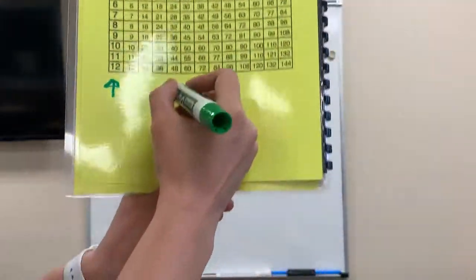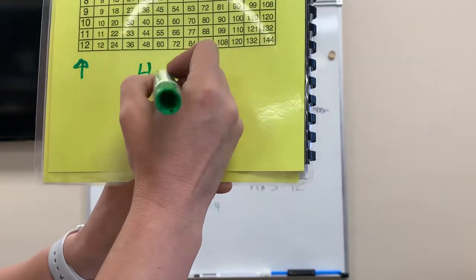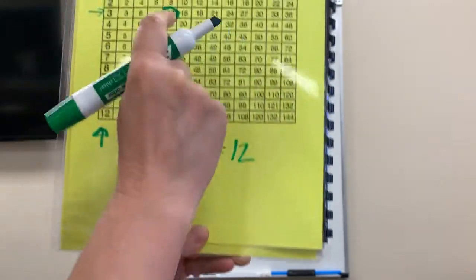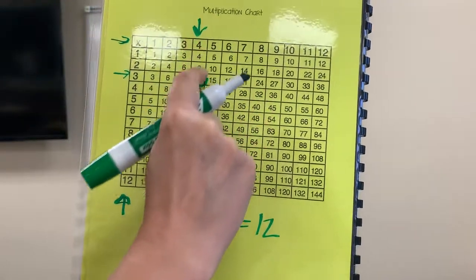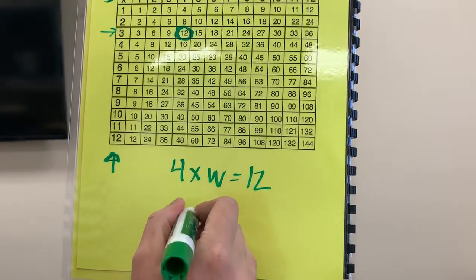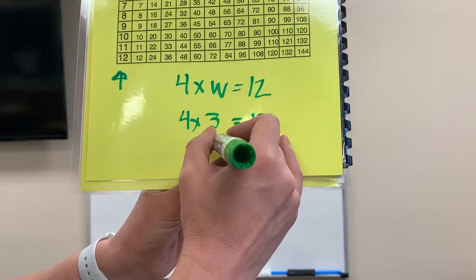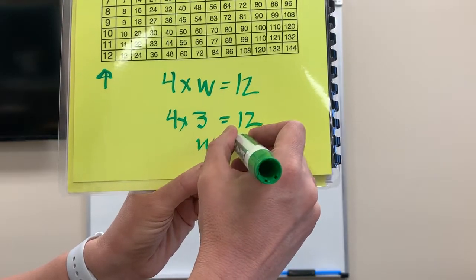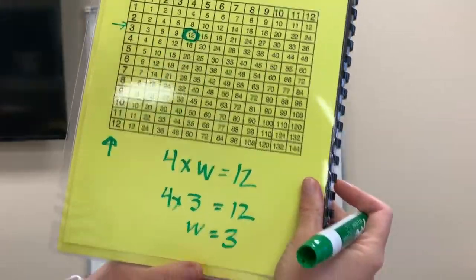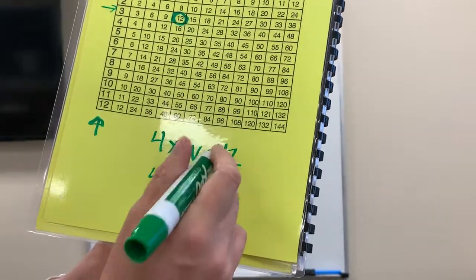So right now, in this situation, I know that I have 4 times something, W, equals 12. Looking at my multiplication chart, I know that 4 times 3 is 12. So that gives me my answer that W is 3. I'm hoping you can see this. So the multiplication chart is extremely helpful when you're looking for unknown factors.